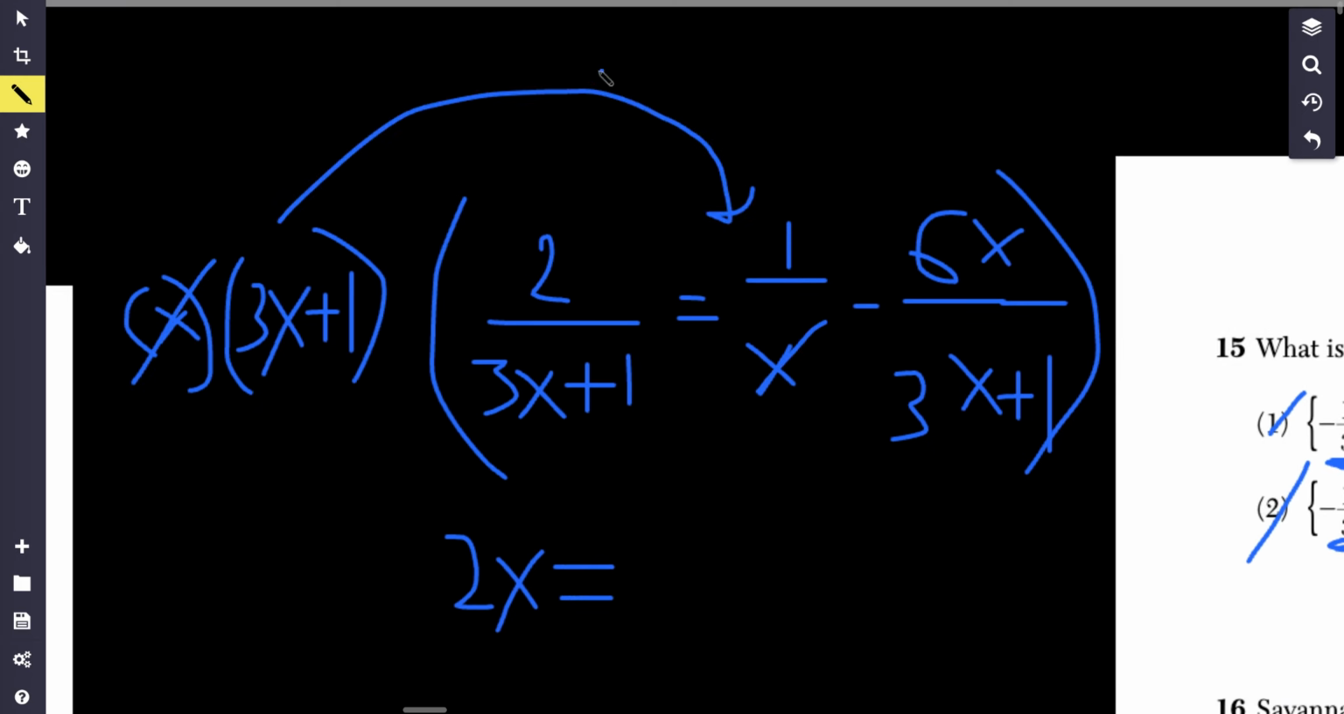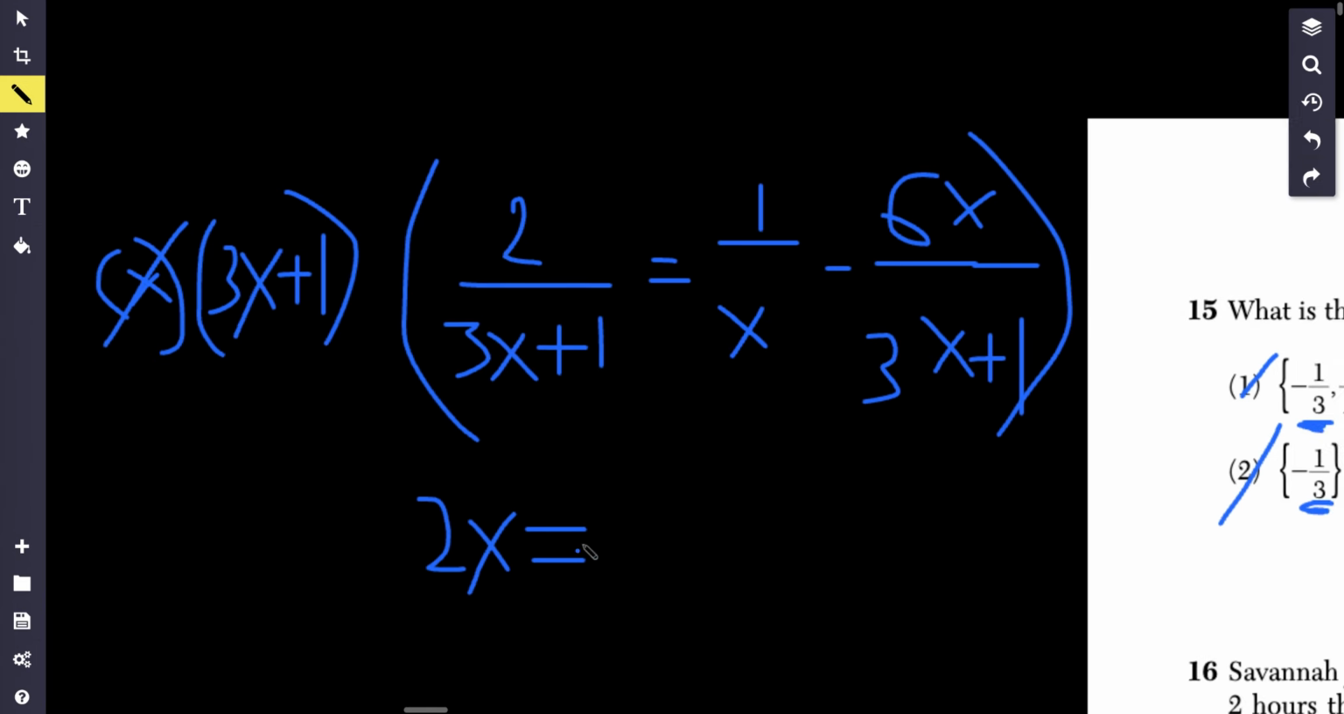This x right over here cancels out with this x, right? If we do the distributive property to everything, this x is going to cancel out with this x, so we just have 1 times 3x plus 1, which is just going to be 3x plus 1.